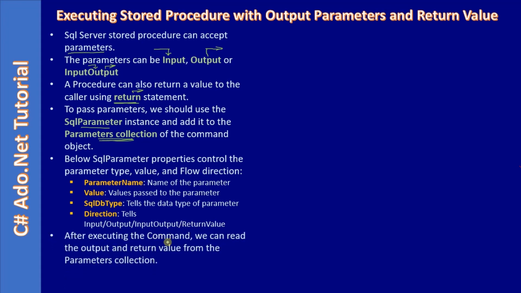After executing the command, we can read the output and return value from the parameter collection itself. So in the parameter collection, we will pack input, output, as well as input-output parameters, right? Even the return value we will pack here. After executing the stored procedure, some parameter types will send back some value to the caller, and we can read them from the parameter collection.